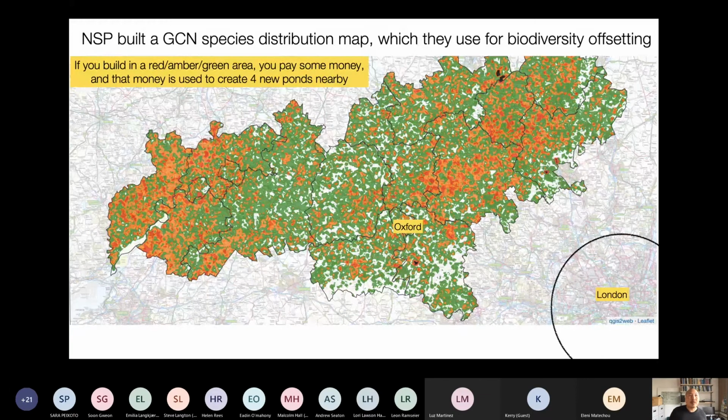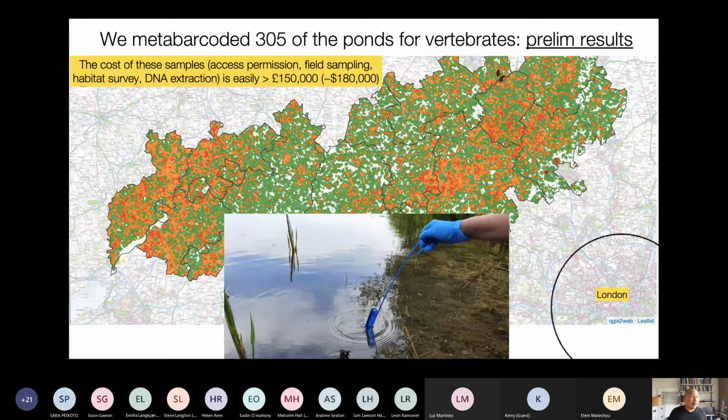So there's lots of DNA samples sitting in freezers. And we asked NatureMetrics if we could have those samples. And out of the 600 or so, 305 still had some DNA. And so we were able to just take the samples and metabarcode them. So I figure it's at least 150,000 pounds worth of sampling.